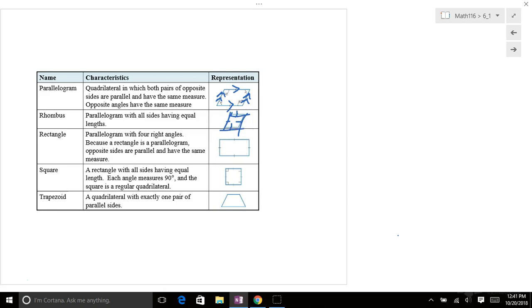A rectangle is a parallelogram. It's got 4 right angles though, so 4 90-degree angles, opposite sides equal, opposite sides parallel. Square, all 4 sides equal, and you've got the 90 degrees in there. Trapezoid just means you have only one pair of opposite sides that are parallel. The other ones are not parallel on that.